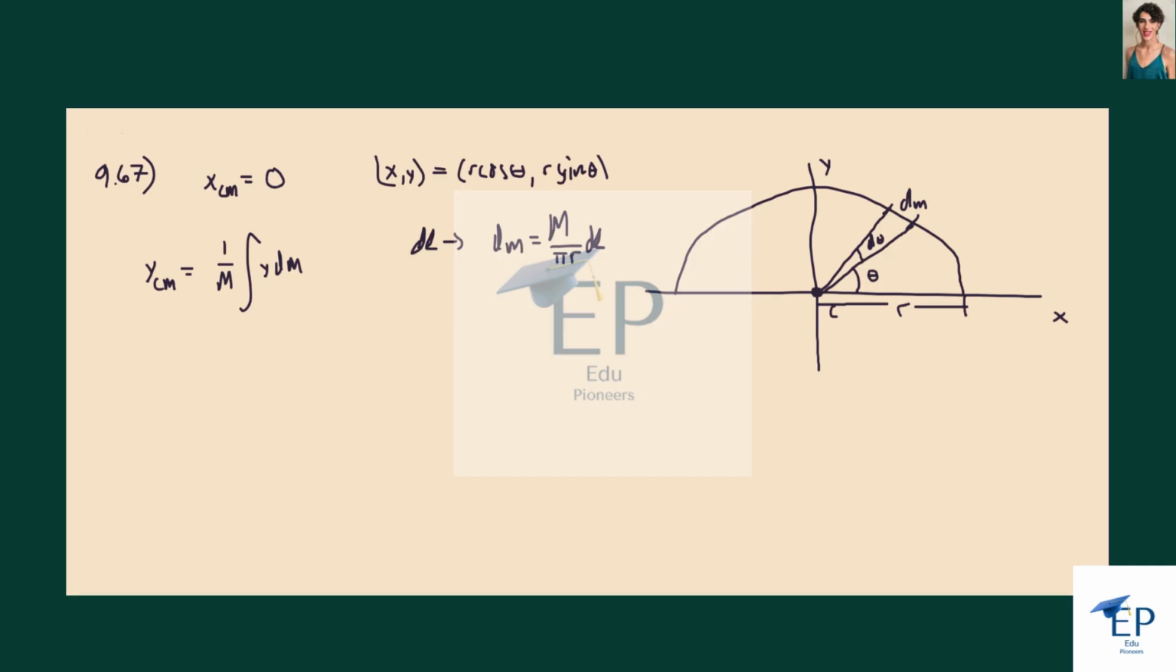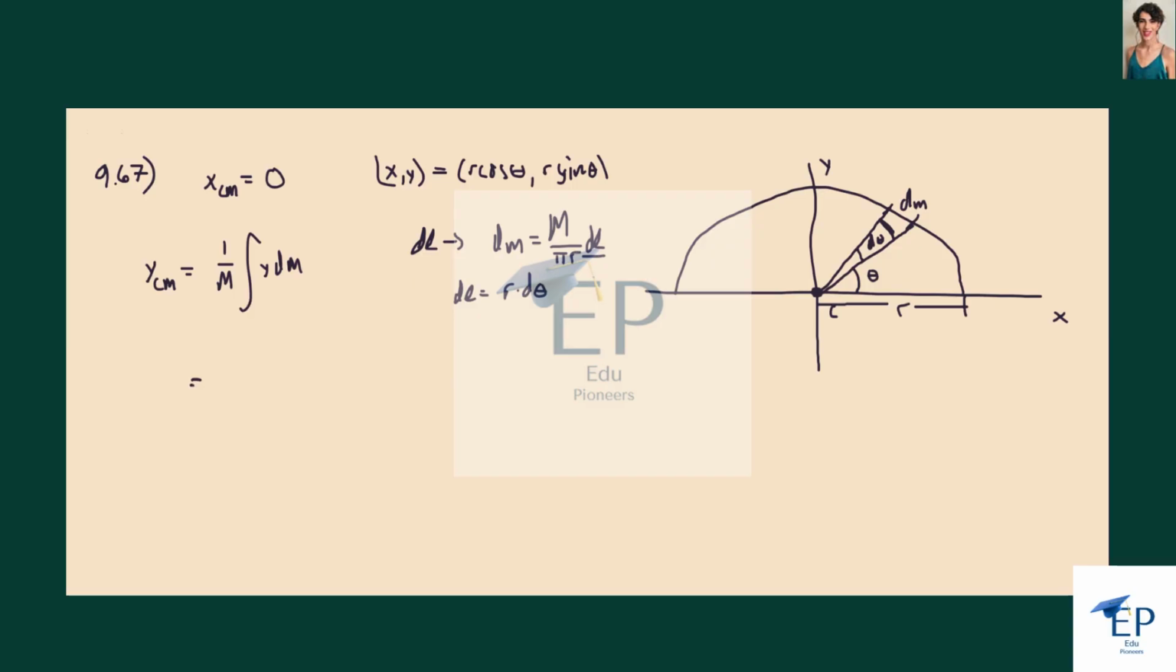Okay. So now, what is the chunk dl? Well, the arc length of that little chunk, dl, is given by r times d theta, with d theta being the chunk of angle for that little tiny wedge of our semicircle. So now we can substitute things in.